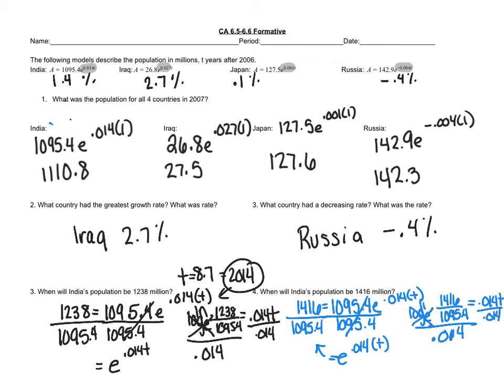So remember that log e is the same as ln. So ln 1416 divided by 1095.4, divided by 0.014. So this is going to be after 18 years. So if you do 2006 plus 18, we're at 2024.